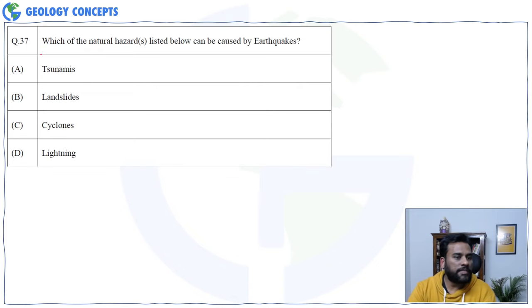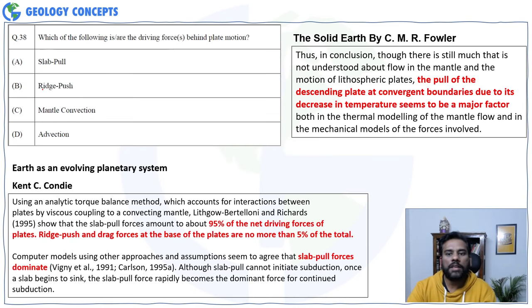Now if you look at 37, which of the natural hazards listed below can be caused by earthquakes? Cyclones and lightning are not caused by earthquakes. Tsunamis are caused by underwater earthquakes, and landslides are also caused by earthquakes sometimes. So A and B can be caused by earthquakes. Okay. Now 38.